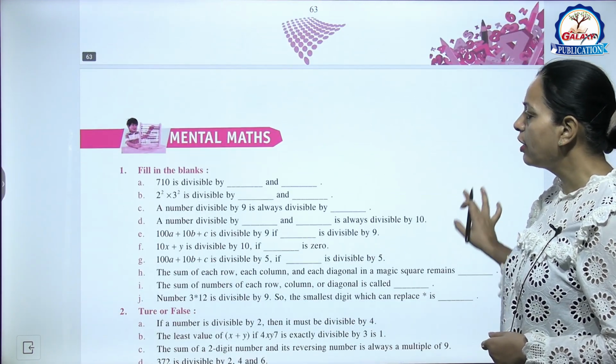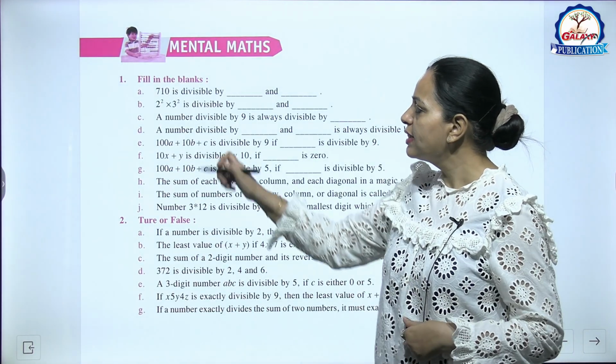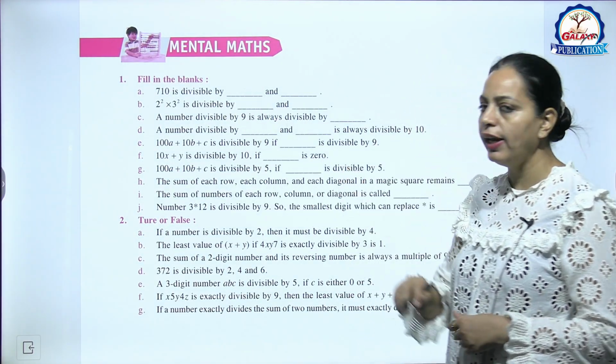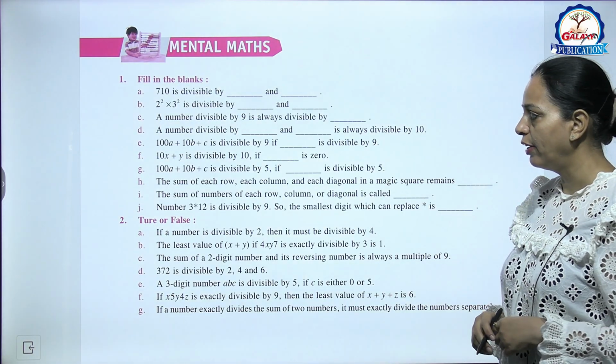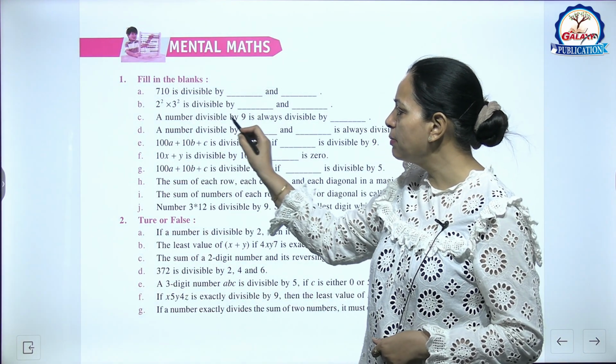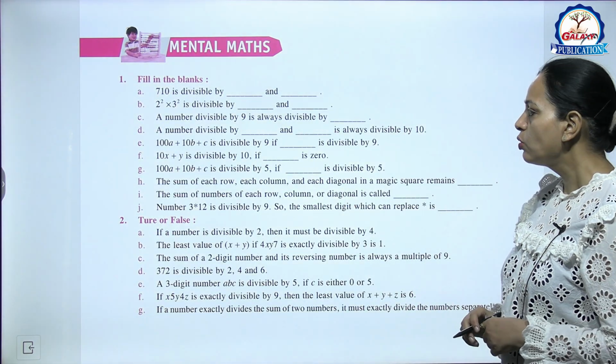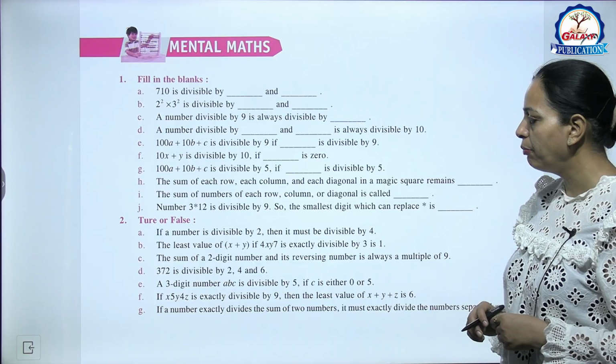Very interesting. Now the mental math, like the first question, filling the blanks, A part, 710 is divisible by 5 and 10. ओके, ऐसे ही हम क्या करेंगे, C part, a number divisible by 9 is always divisible by 3, right? So similarly you can try remaining parts.